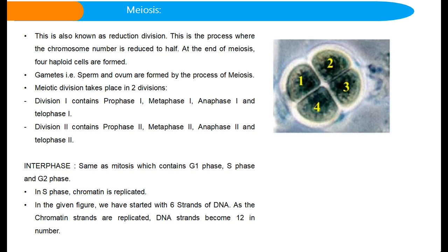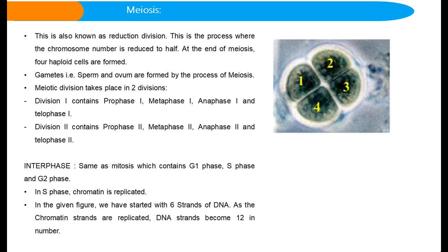And the gametes formed by the process of meiosis are the germ cells, that is sperm and ovum. The production of sperm cells is called spermatogenesis. In testis, spermatogonium, which is diploid, undergoes meiotic division and produces sperms which are haploid. Whereas production of ovum or egg cell is called oogenesis. In ovaries, oocyte, which is diploid, undergoes meiosis and produces ovum which is haploid. At the end of meiosis, 4 haploid cells are formed.